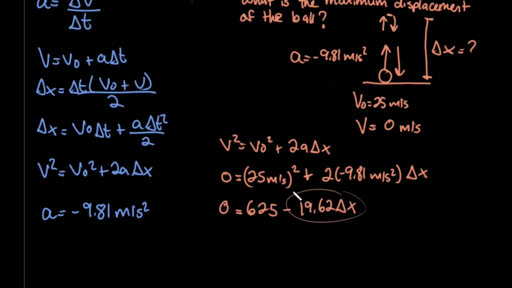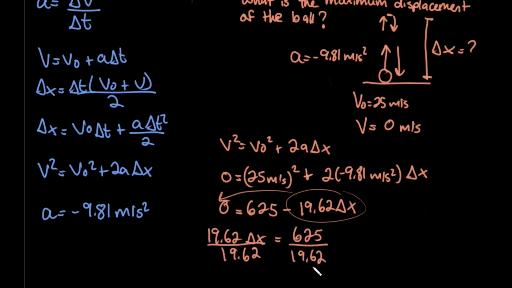I'm going to take this and bring it over to the other side, so it becomes positive 19.62 delta x is equal to 625. To isolate for delta x, I'm going to divide both sides by 19.62 to get my final displacement as 31.9 meters. So the maximum height of the ball in this case is 31.9 meters, which, let's be honest, is really high. That's really tall.